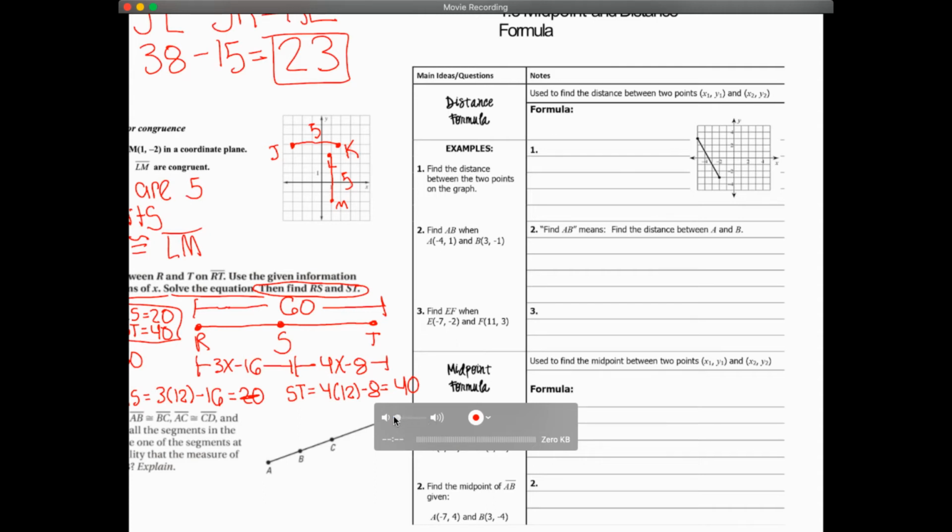Hey everyone, welcome back. Today we're going to be covering section 1.3, which has to do with midpoint and distance formula. So you should have learned this in 8th grade, but if not, we'll go ahead and teach it to you today. Otherwise, it'll be a refresher for you.